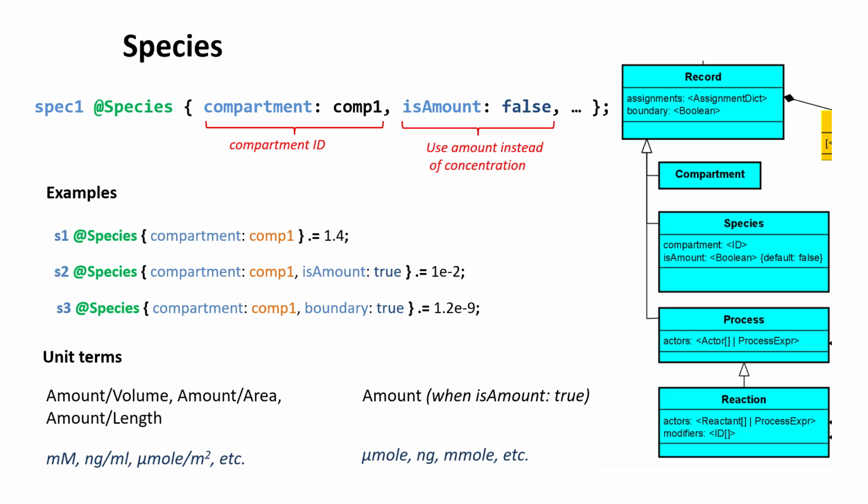For some reason, it might be more convenient to work with amount values instead of concentrations. Here, you should set the isAmount property as true. In that case, the units should be in terms of moles or nanograms or something like that. Again, species are still records, so you can use them as a dynamic value or static value or rule.